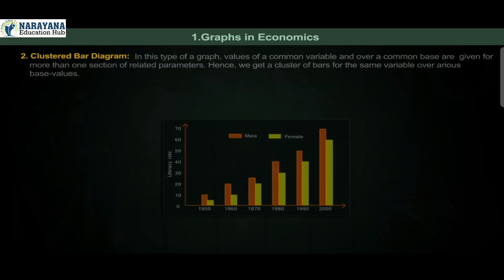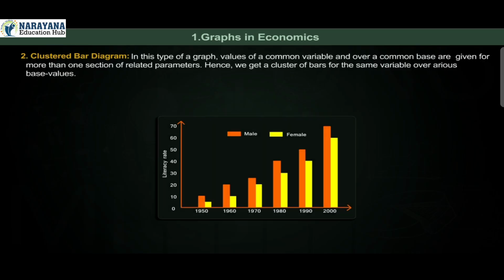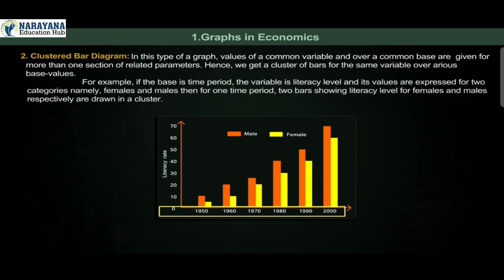Clustered bar diagram. In this type of a graph, values of a common variable and over a common base are given for more than one section of related parameters. Hence, we get a cluster of bars for the same variable over various base values. For example, if the base is time period, the variable is literacy level, and its values are expressed for two categories, namely females and males stand for one time period.